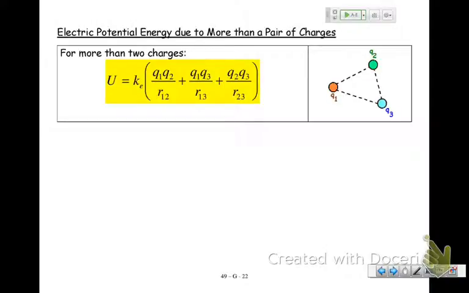Supposing we have a whole bunch of them. We had 3 charges. There's potential energy due to that pair, and due to that pair, and due to that pair. And so we end up with Q1 Q2 over the separation, plus Q2 Q3 over the separation, plus Q3 Q1 over the separation, just the pairs. It's the multiplication of that pair divided by that separation. So it's kind of not bad.